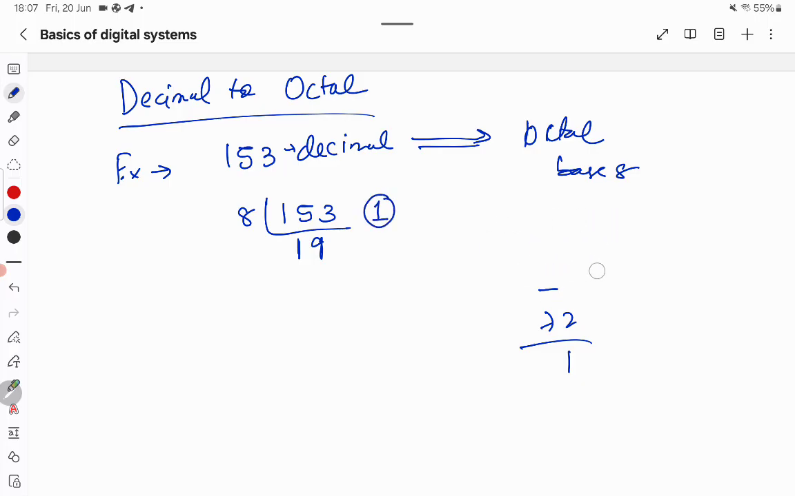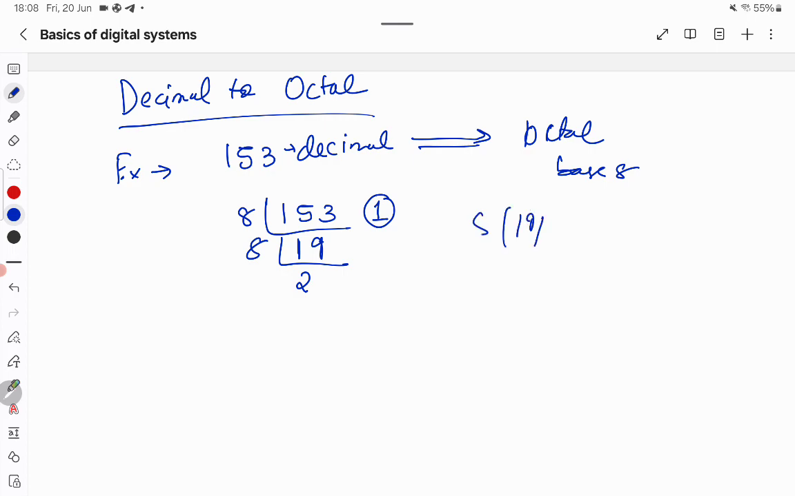Every time you will divide and then write the remainder. Again you will divide 19 by 8, so 8 2s are 16. How much is the remainder?